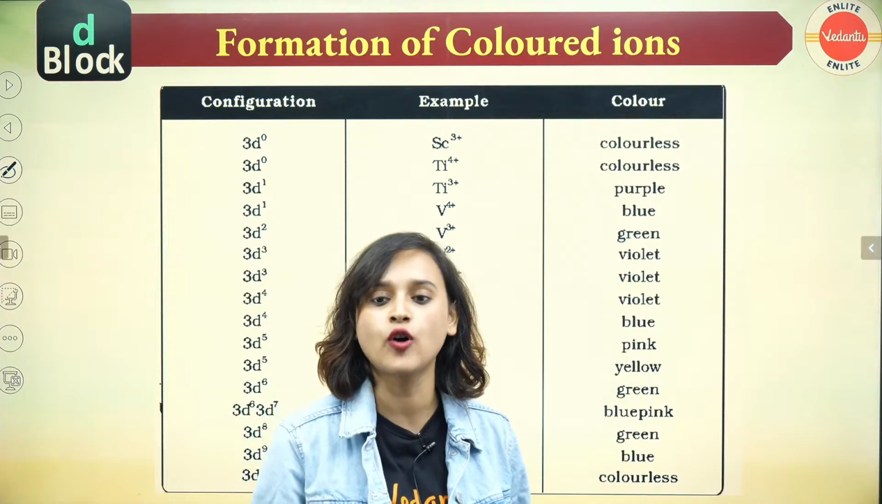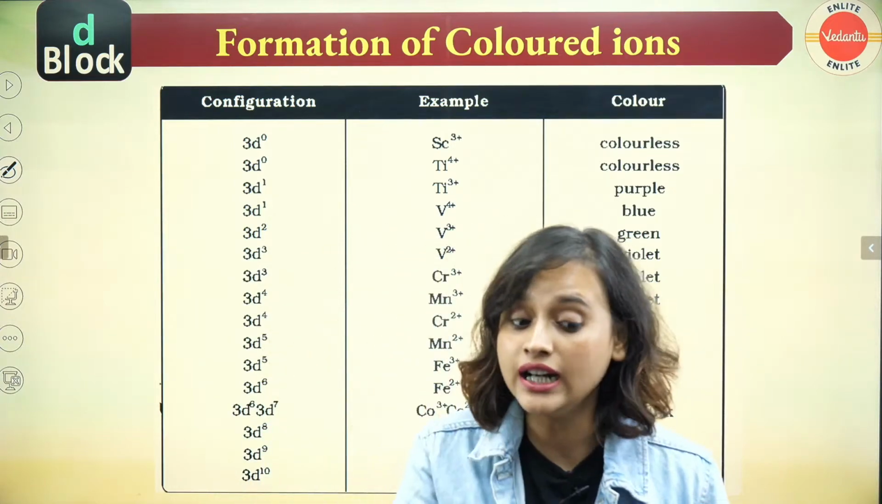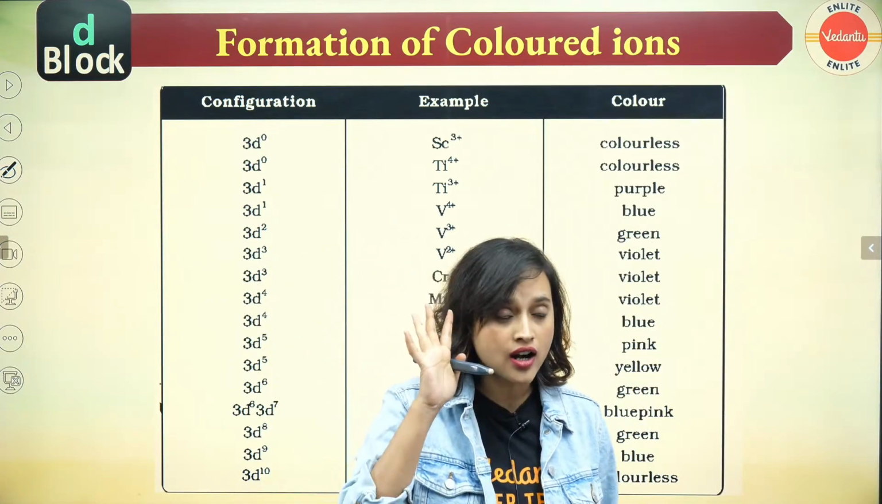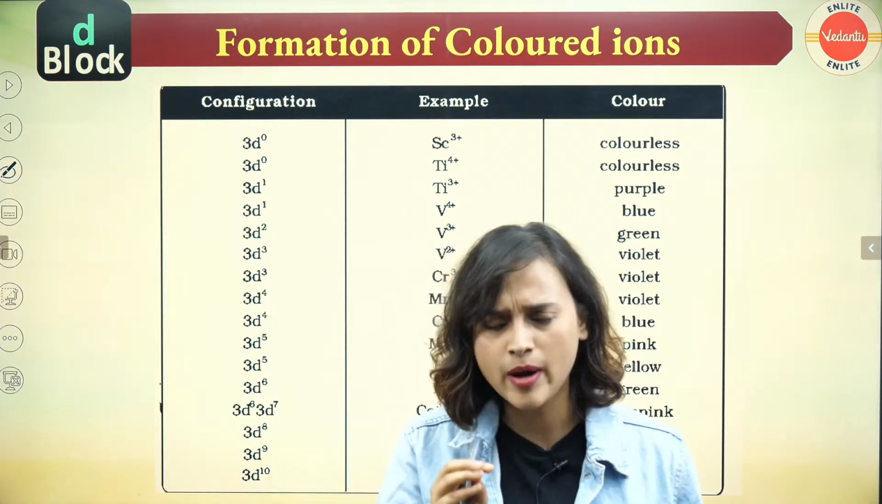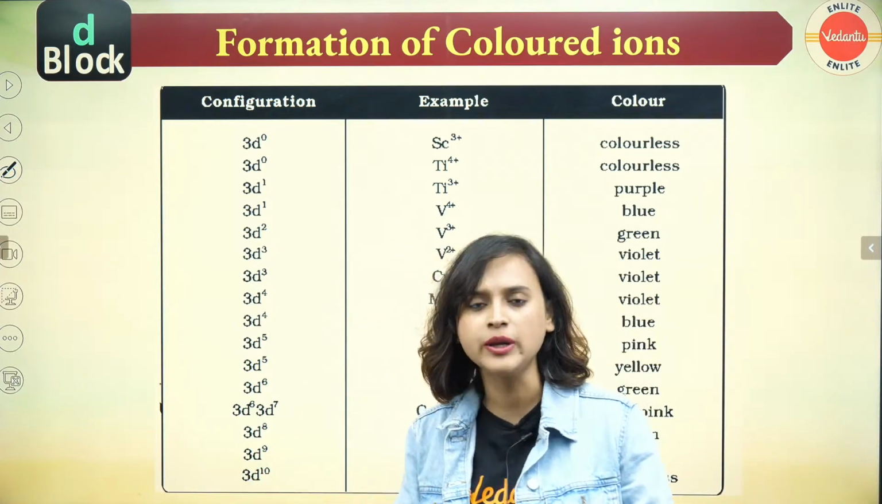Now let's understand the formation of colored compounds, colored ions. In this also there are 2 to 3 things that you have to remember. If you remember that, then everything else is going to be easy.